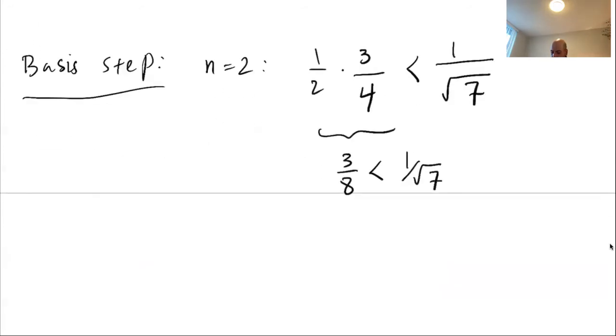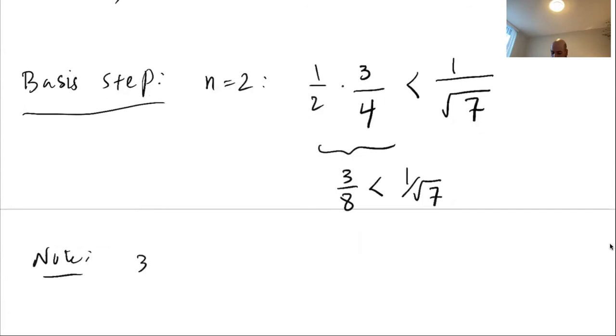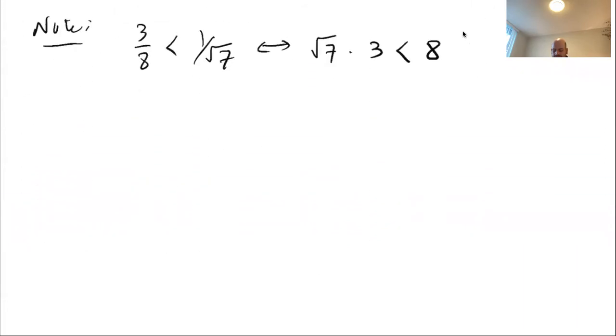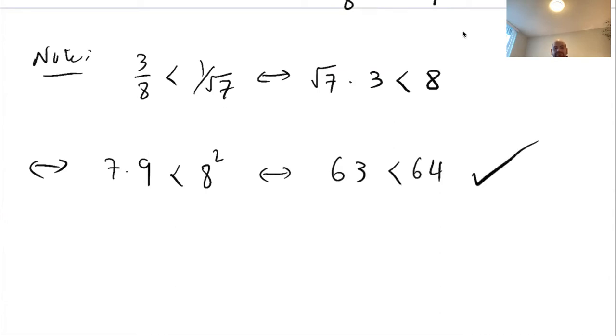So this one, we can write it as, so note that 3 over 8 is less than 1 over root 7 if and only if root 7 times 3 is less than 8, right? And this inequality will hold if and only if 7 times 9 is less than 8 to the power 2, which means 63 must be less than 64, which is correct. So in mathematics, when you want to verify an inequality of this form without using a calculator, this is the way to do it.